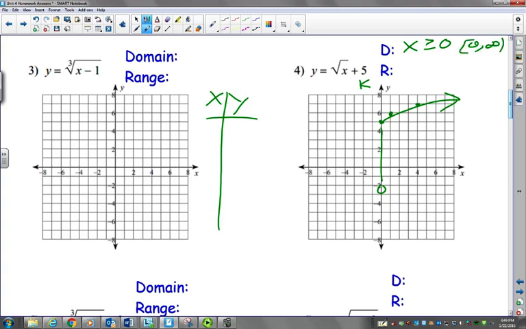So it looks like the domain didn't change, but the range does. The range is all numbers greater than or equal to 5. Or going from 5 upwards to infinity.